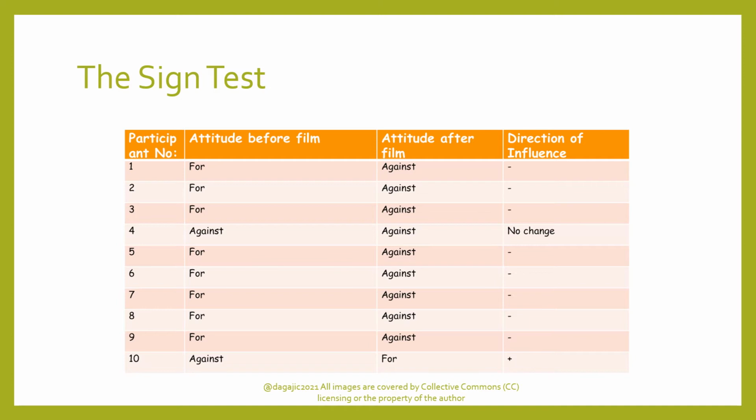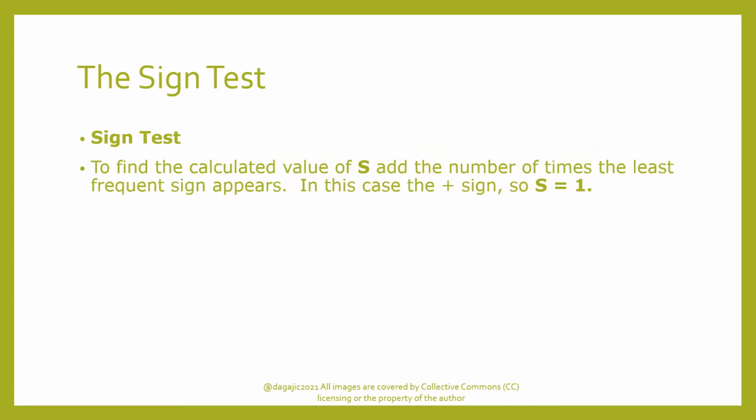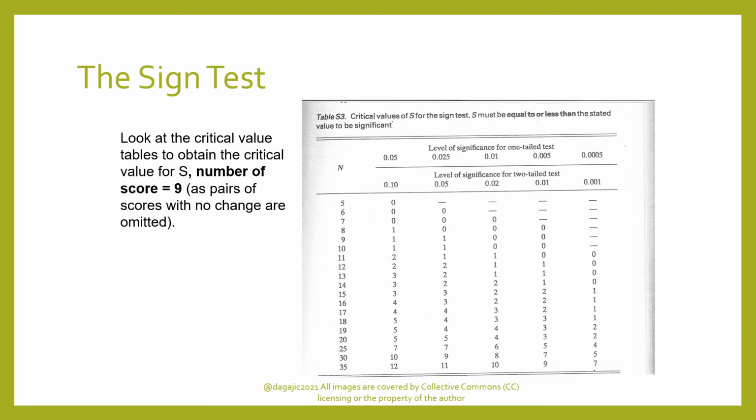If we look at that, the sign that occurs the least frequently is the plus, and there is one plus sign. So in this case, S equals 1. That's all the calculation there is. It really is that simple. Now, in this case, because one participant didn't change their mind, they are omitted. So we leave them out. So our N value is 9.